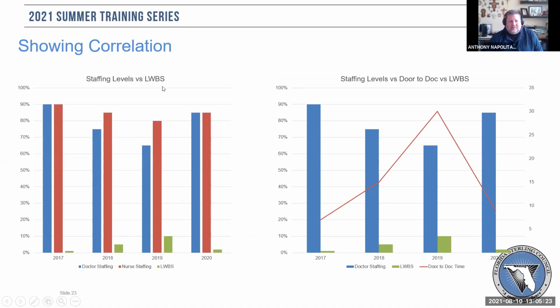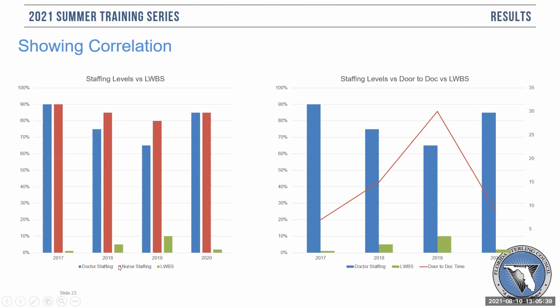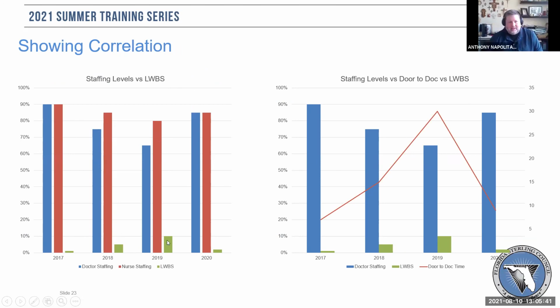A quick example for showing your correlation. Here's staffing levels versus left without being seen. We talked about left without being seen earlier. Look at that. Doctor staffing levels and nursing staffing levels lead to small left without being seen. Same for this year, as the doctor staffing goes down and the nursing staffing goes down, more people are leaving without being seen. And when you got it back up a little bit, look, it went back down for you. And this is just another way to show it. Sometimes you want to move your scales so that it takes longer.